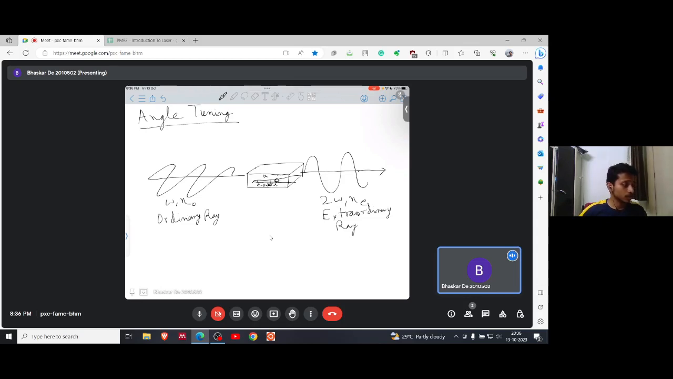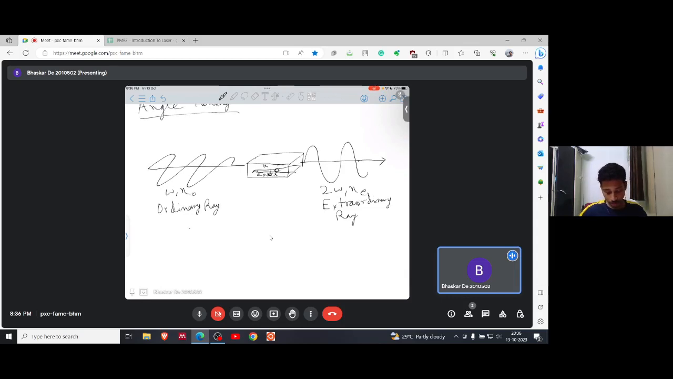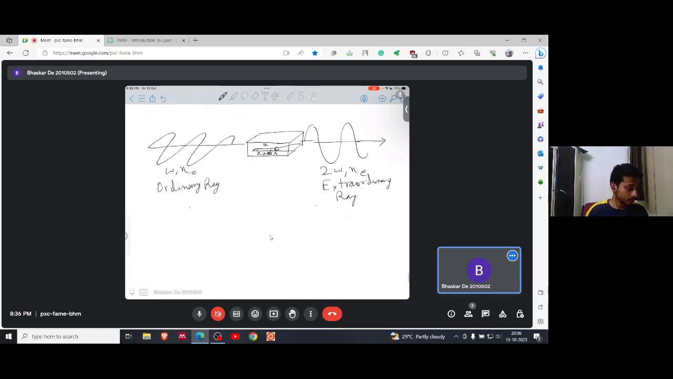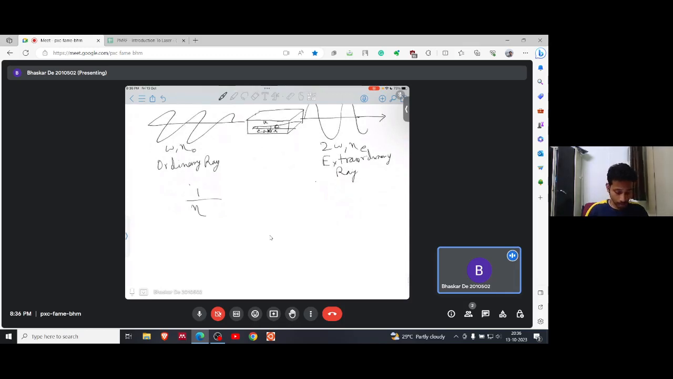So now the extraordinary ray is polarized in the plane of the optic axis and the propagation vector. Here you can see that the phase matching is done between the ordinary ray and the extraordinary ray basically. And we also have the relation between the extraordinary and ordinary refractive index.